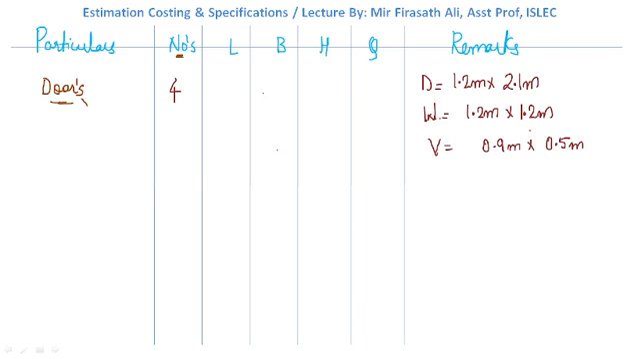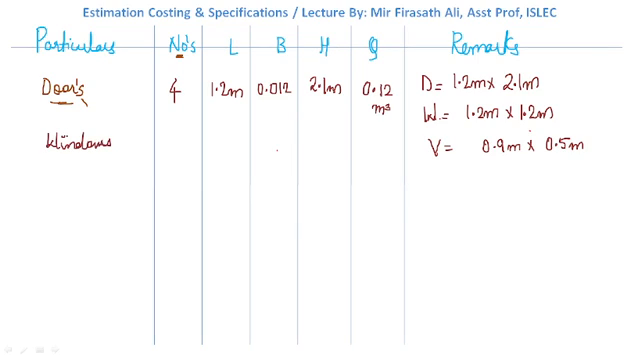What is the length of the door? 1.2 meter is the length of the door. What is the height of the door? 2.1 meter is the height of the door. Thickness is same as the plastering, 0.012. So, when we calculate the quantity, 4 into 1.2 into 0.012 into 2.1, the quantity is 0.12 meter cube.